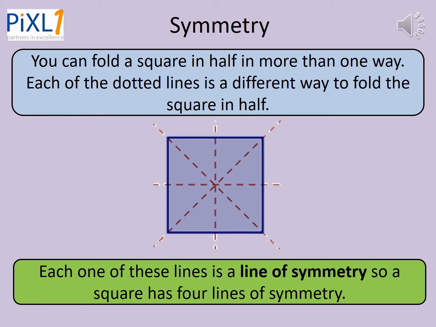With a square, you can fold a square many different ways to find a line of symmetry. So look at the dotted lines on the square. These are all of the different lines that could be used to make the lines of symmetry. So we know now that a square has 4 lines of symmetry. So when we talk about a square's properties, we could say that a square has 4 lines of symmetry.